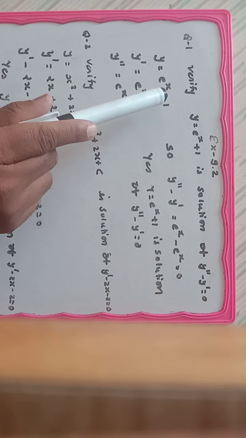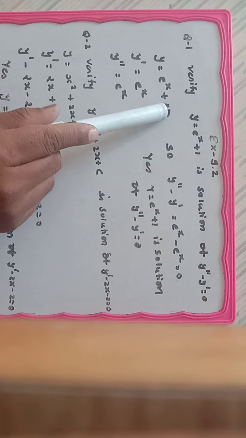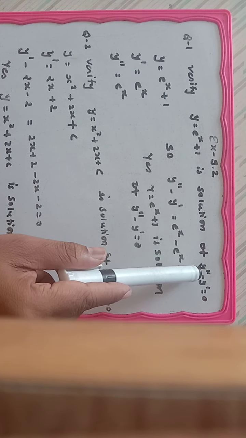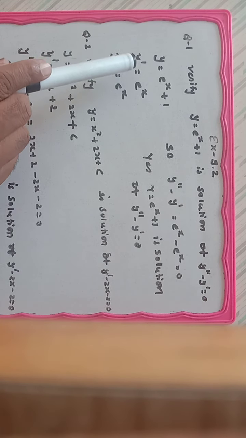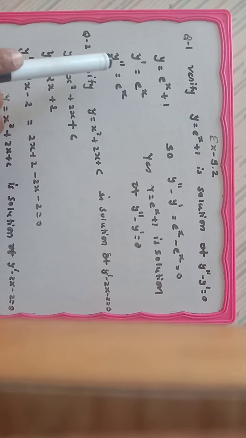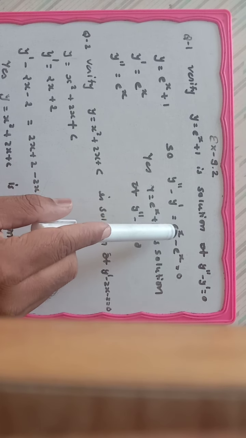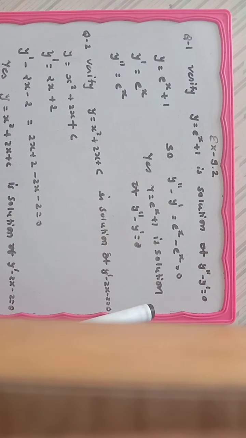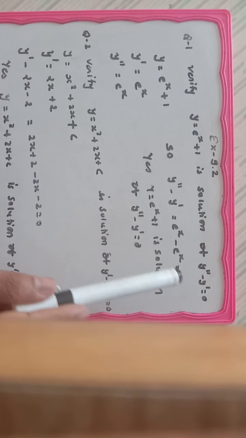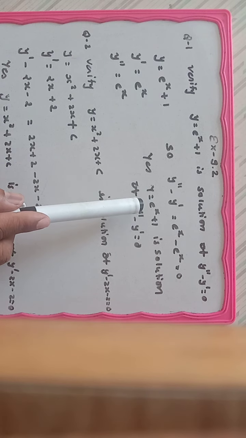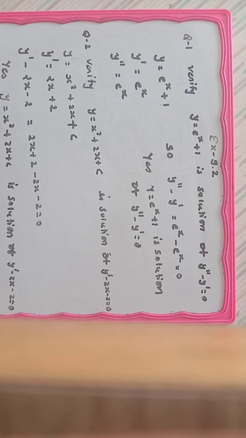So we take the derivative of y equals e raised to x plus 1. We need the second order, so we take the derivative two times. The first derivative is y dash equals e raised to x, and y double dash is also e raised to x. So we can see that y double dash minus y dash equals e raised to x minus e raised to x, which is 0. So this satisfies the given differential equation, and we can say that y equals e raised to x plus 1 is a solution of y double dash minus y dash equals 0.